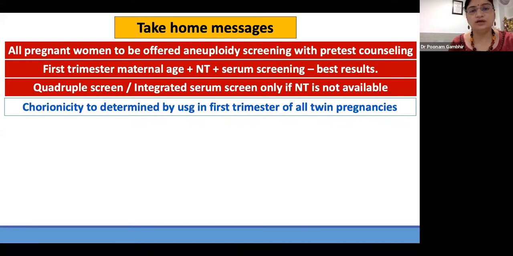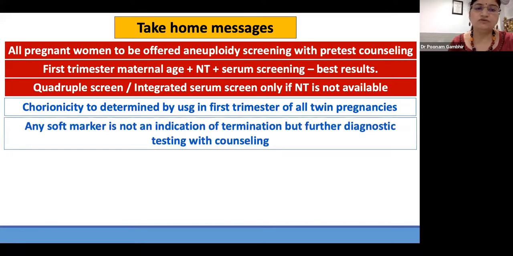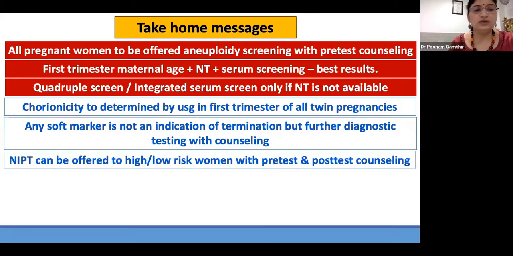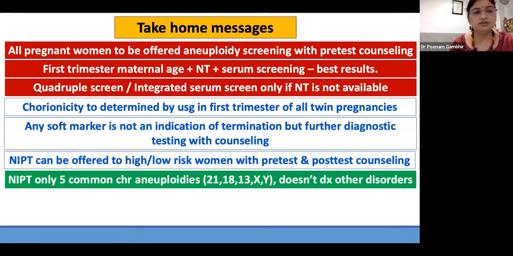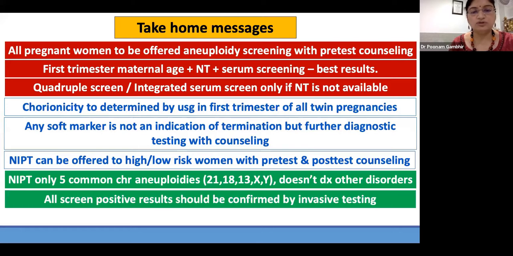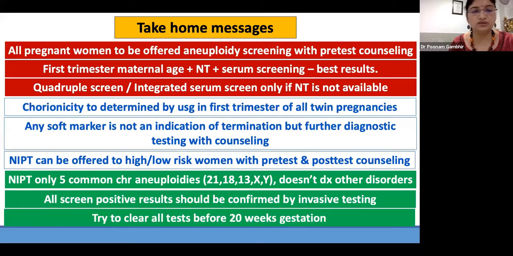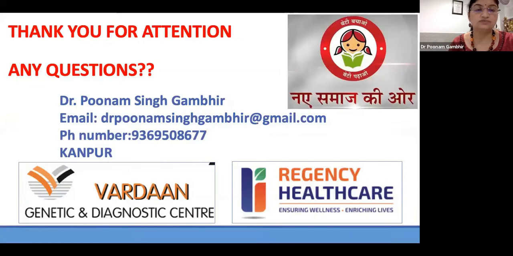Chorionicity is to be determined by ultrasound, that is the first thing in first trimester for all twin pregnancies. Any soft marker is not an indication of termination but of further diagnostic testing with counseling. NIPS can be offered to high or low risk women with pre-test and post-test counseling. NIPS is only checking for the 5 common chromosomal aneuploidies and does not diagnose other disorders. All screen positive results should be confirmed by invasive testing, and we should try our best to offer the test so that the results come before 20 weeks of gestation.